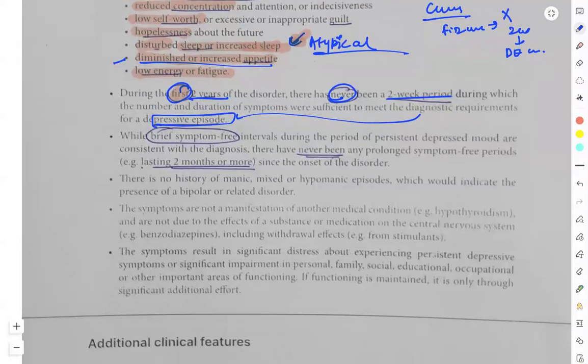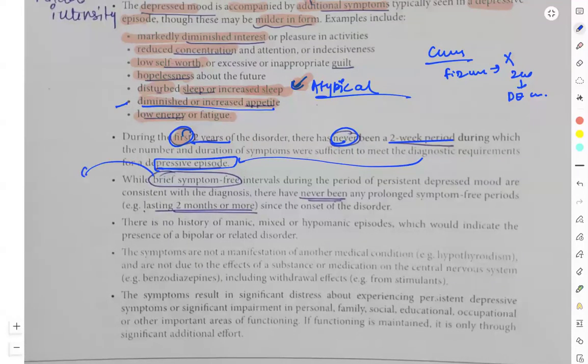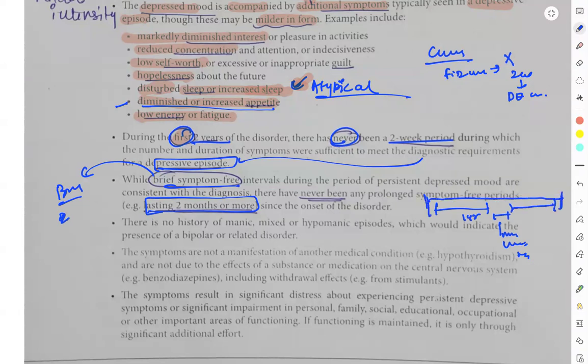While a brief symptom free period can be present, this is also important, that a brief symptom free period is present, but not for more than 2 months. Let's say this patient has had dysthymia for 1 year. For 1 month, the patient was okay, very well, back to normal, and then started having dysthymia again. So yes, this patient is diagnosed with dysthymia. Currently the 2 year period will be given to them. But if this symptom free period is more than 2 months, then no, you will break the diagnosis here. The same diagnosis would not be made for them.